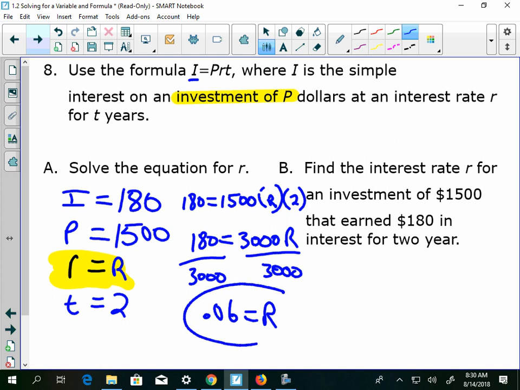You can leave it like this for me. I'm good. Now, when you take the computer test, it may want you to convert that to a percentage. You would convert to a percentage by moving 2 spaces to the right. That's just a little nice to know.